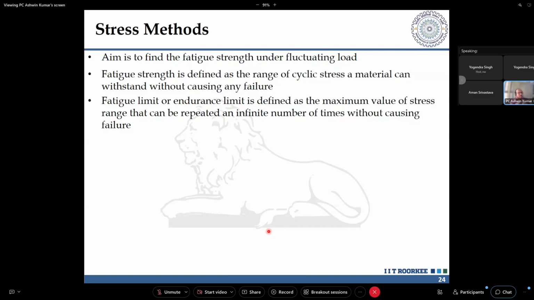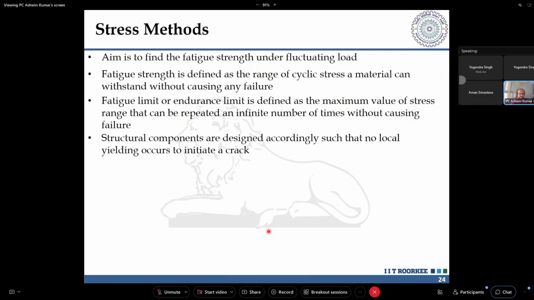Fatigue limit is how, through testing, we can find out a particular stress range. Let's say 50 MPa is the stress range. If I keep my stress range below that particular level, I can have infinite life in the member. That is a fatigue limit, right? So structural components in terms of bridges are designed accordingly that no local yielding occurs to initiate a crack. If I keep my stresses below the fatigue limit, obviously that particular assembly or member will not undergo fatigue failure, right?